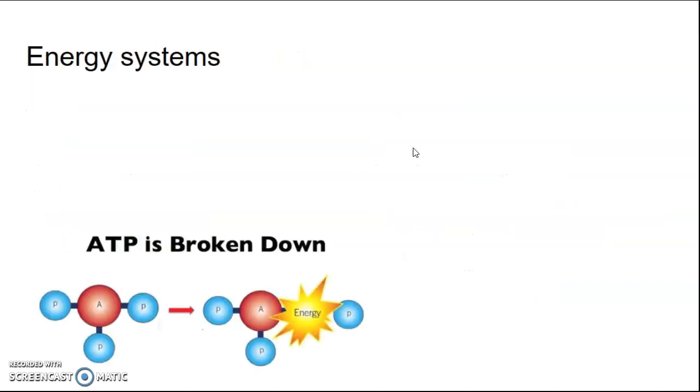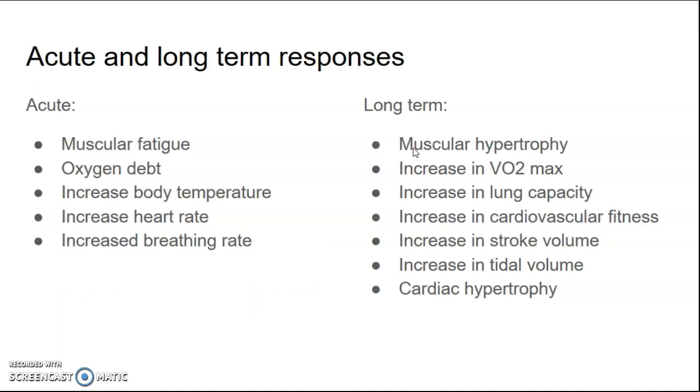The tidal volume, the amount of oxygen your lungs can take in each breath. And then cardiac hypertrophy, which is similar to muscular hypertrophy, as the heart is a muscle and it increases in size as it is worked.